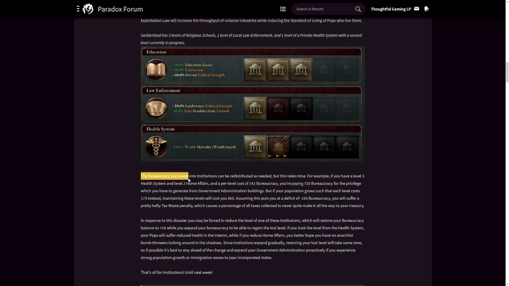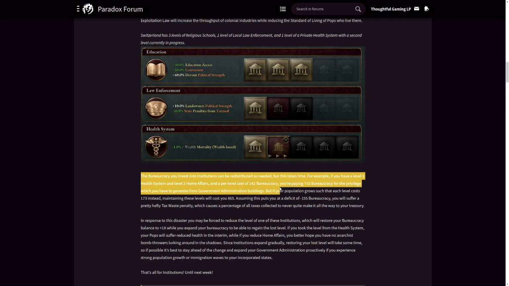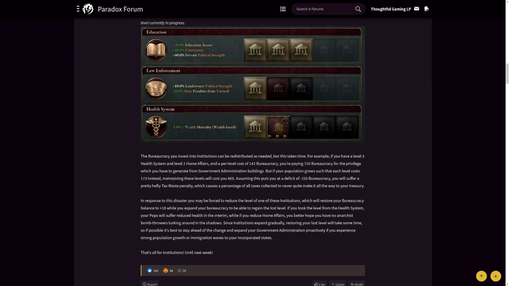The bureaucracy you invest into institutions can be redistributed as needed, but this takes time. For example, if you have a level 3 health system and level 2 home affairs and a per level cost of 142 bureaucracy, you're paying 710 bureaucracy for the privilege, which you have to generate from government administration buildings.